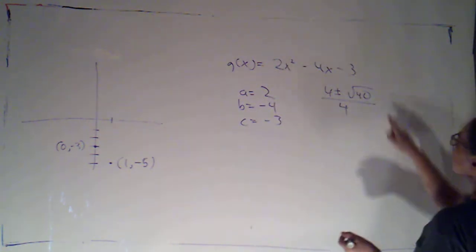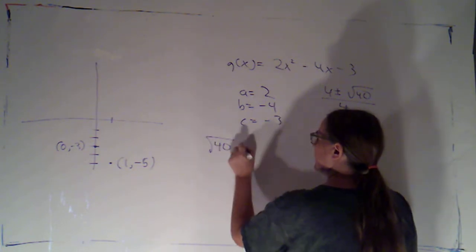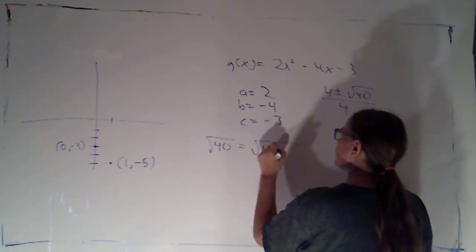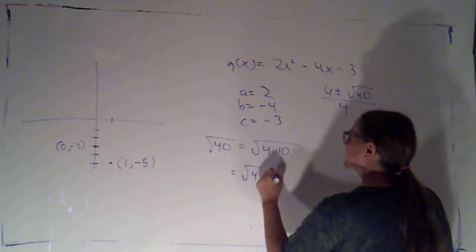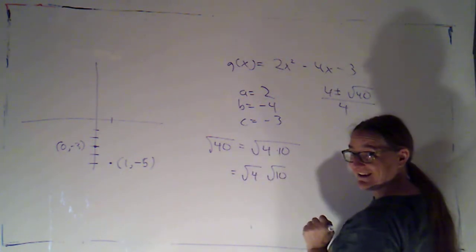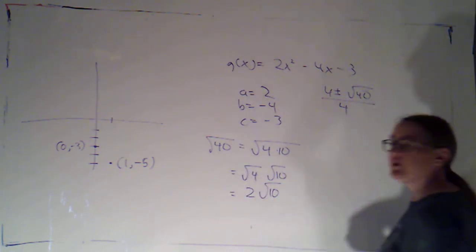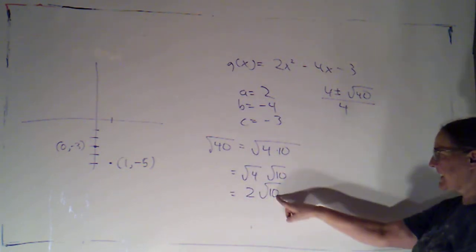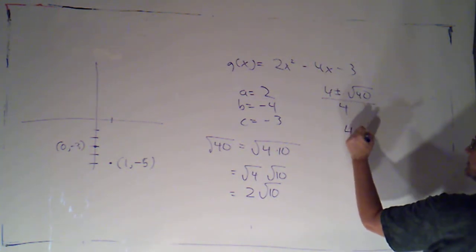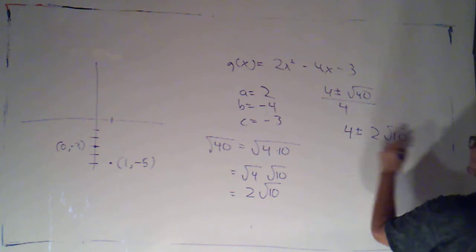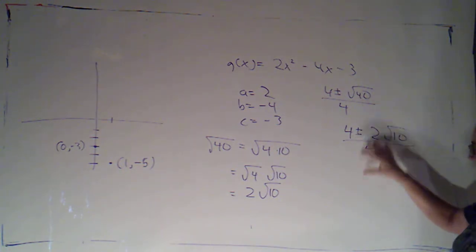Now, with the square root of 40, that's the square root of 4 times 10, which is the square root of 4 times the square root of 10. I can simplify that square root of 4. That's just 2 root 10. Now, I can't simplify the root 10 anymore, but I can say this is 4 plus or minus 2 root 10 all over 4. Now, I want to see if this is in lowest terms.